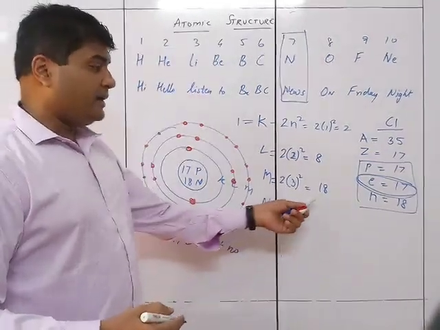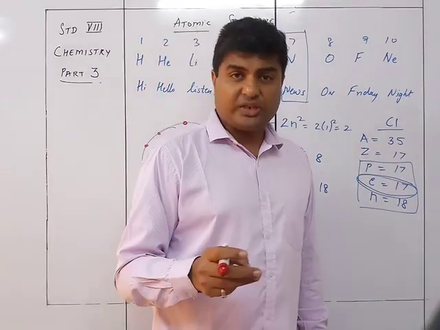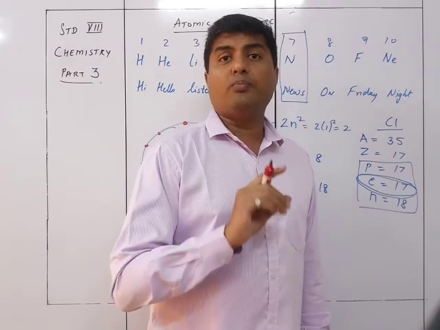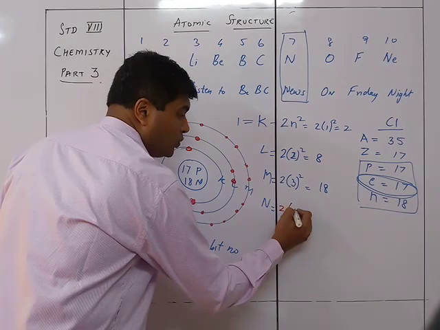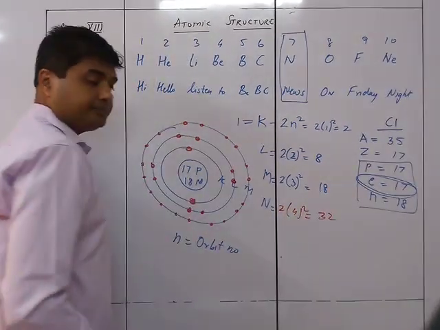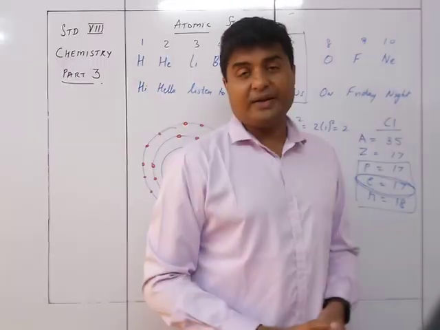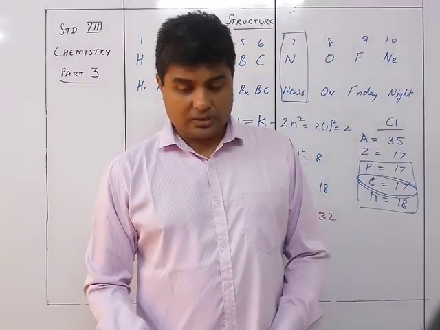So this way there could be 18 electrons in the third shell. The third shell can have only 18 electrons. It cannot have more than 18 electrons. Similarly, the fourth one will be 2 into 4 square, which is 32. So if I have this one more, there will be 32 electrons which could be placed in the fourth shell.